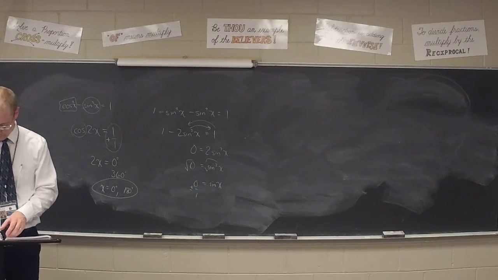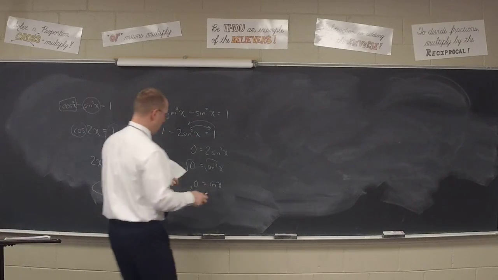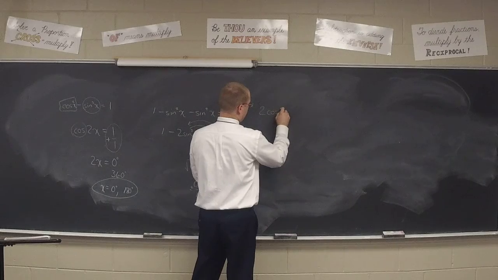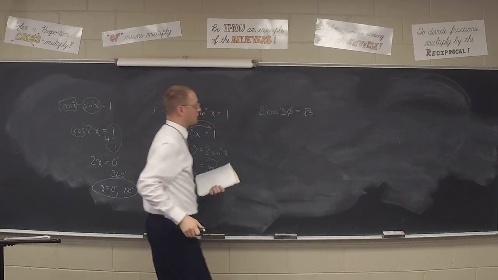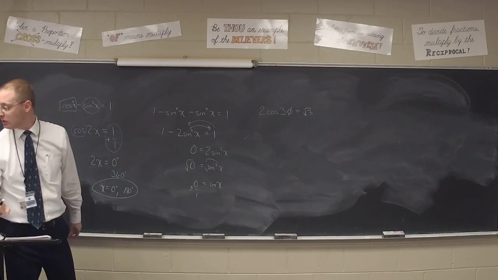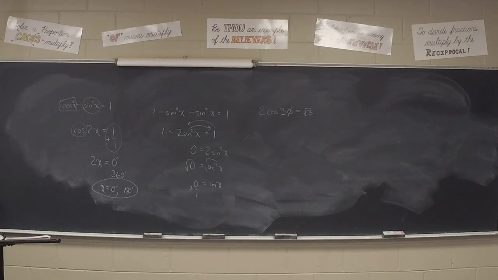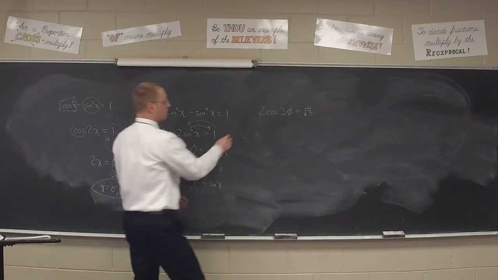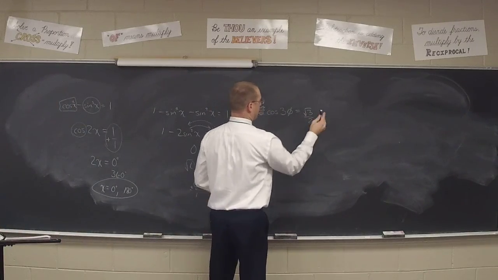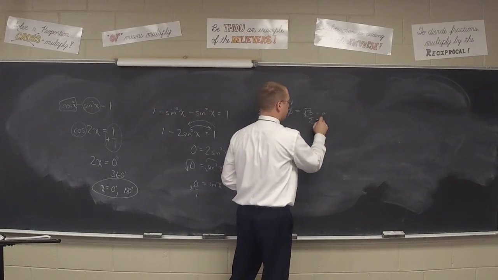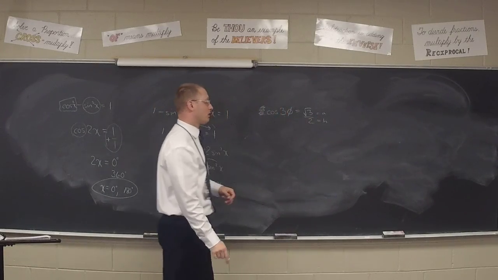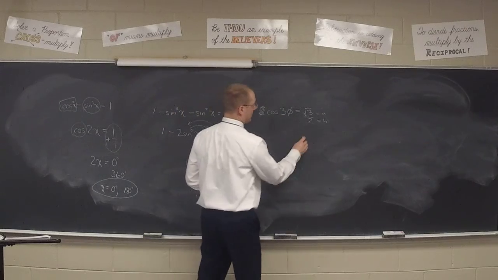Number 18. And we have 2 cosine 3 phi equals square root of 3. Chris? I made it cosine of 3 theta equals square root of 3 over 2. Good. And now we've isolated the trig function. When is cosine, adjacent over hypotenuse, square root of 3 over 2, class? 30 degrees.